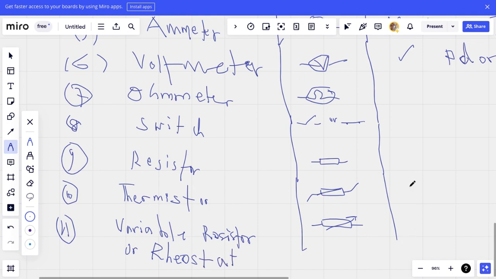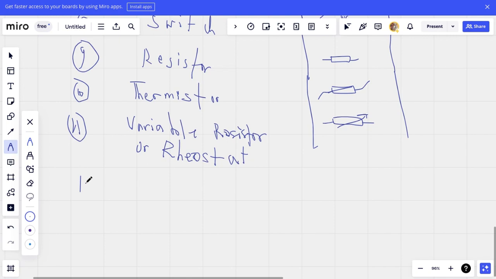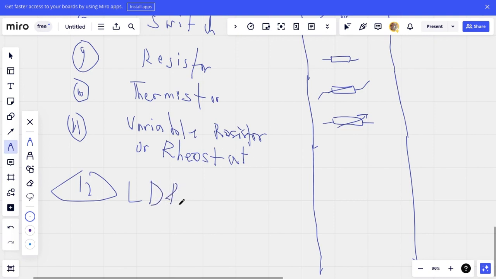Then we have light dependent resistor. Number 12. So I'll just write the symbol. Light dependent resistor. LDR. Meaning you draw a resistor. If you look at all of them, they are all types of resistors. This one you see light is falling on it. You show an arrow so that light is falling on it. This is a light dependent resistor.